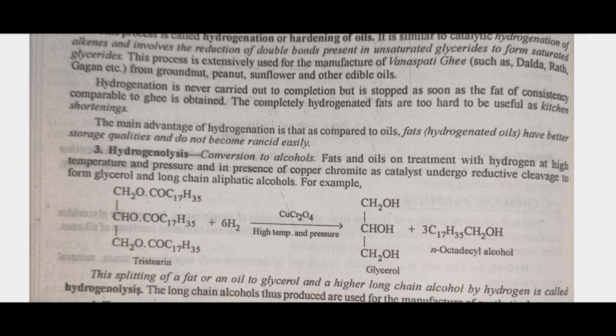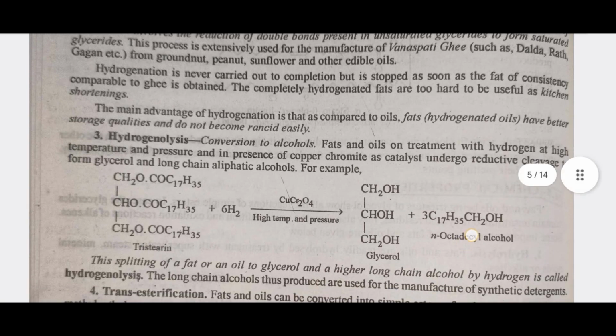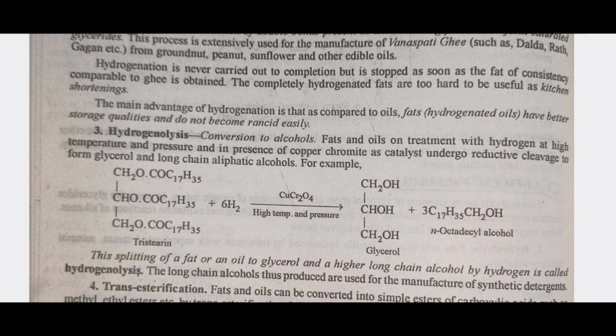The main advantage of hydrogenation is that, as compared to oils, hydrogenated fats have better storage qualities and do not become rancid easily. Hydrogenolysis. Conversion to alcohols. Fats and oils on treatment with hydrogen at high temperature and pressure in the presence of copper chromate as catalyst undergo reductive cleavage to form glycerol and long chain aliphatic alcohols.